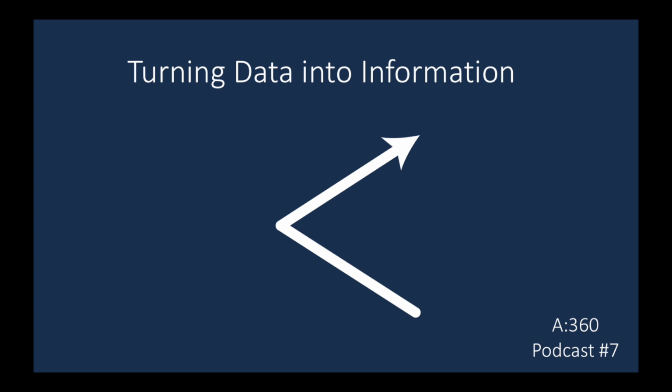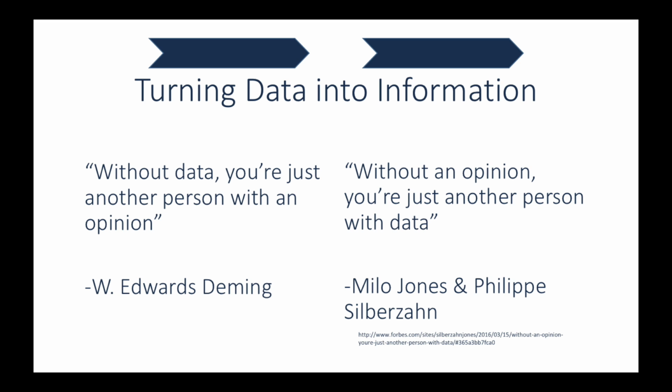My name is Brewster Knowlton, and today we're going to be talking about how you can turn data into information. Just about everybody who's read anything at all about data or analytics or big data has heard W. Edwards Deming's quote, "Without data, you're just another person with an opinion." But what about an interesting twist on that quote, "Without an opinion, you're just another person with data"? The converse of Deming's quote is an interesting play on the difference between data and information.